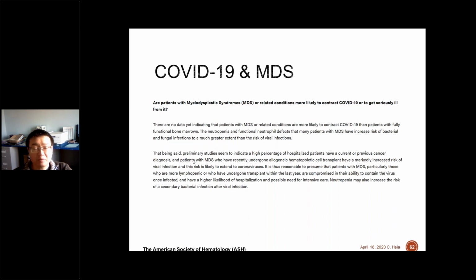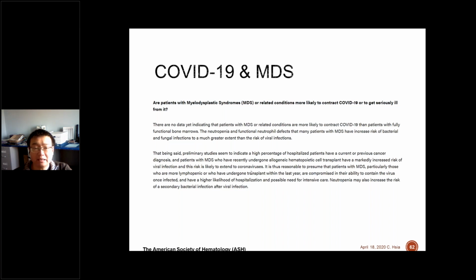They say, that being said, preliminary studies seem to indicate a high percentage of hospitalized patients have a current or previous cancer diagnosis, and patients with MDS who have recently undergone allogeneic stem cell transplant have a markedly increased risk of viral infection, and this risk is likely to extend to coronavirus.